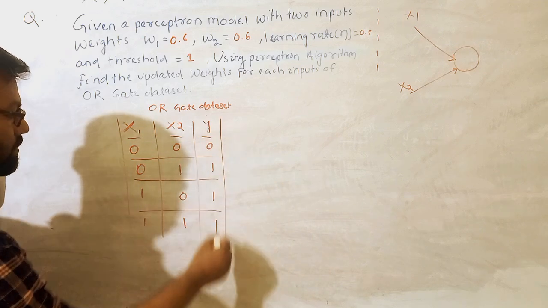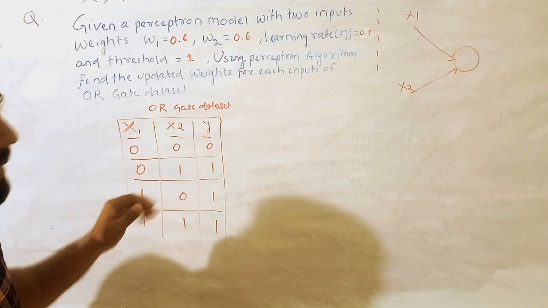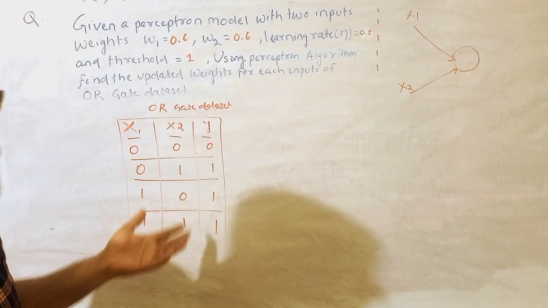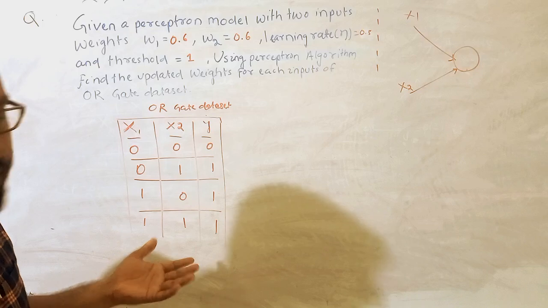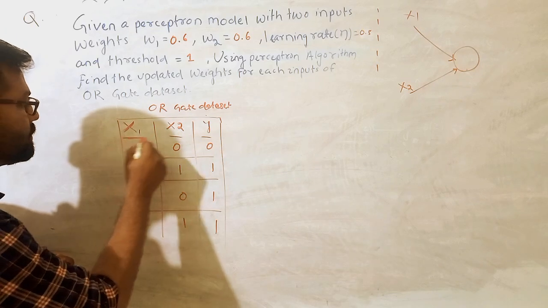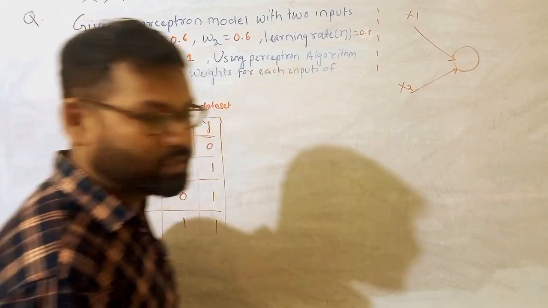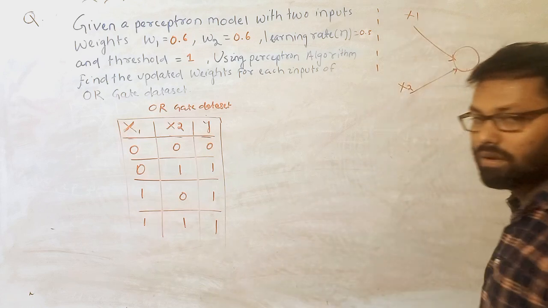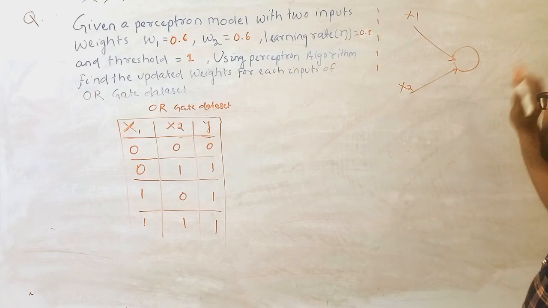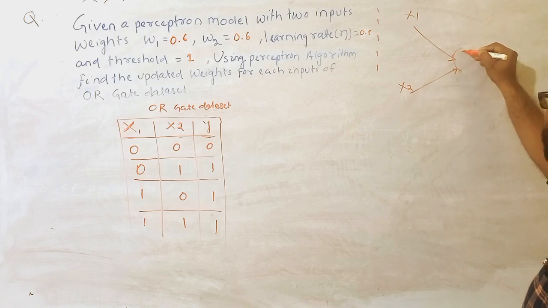Here we are going to apply the perceptron algorithm in tabular format. No need to solve it step by step. Let's see how we can apply the perceptron algorithm. First make the structure complete. This is the single perceptron. Here we have to calculate the first summation value. Let's call it Z.